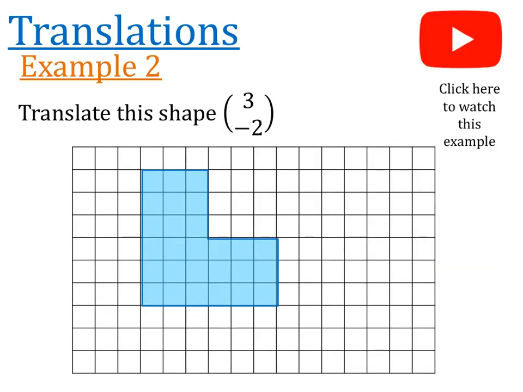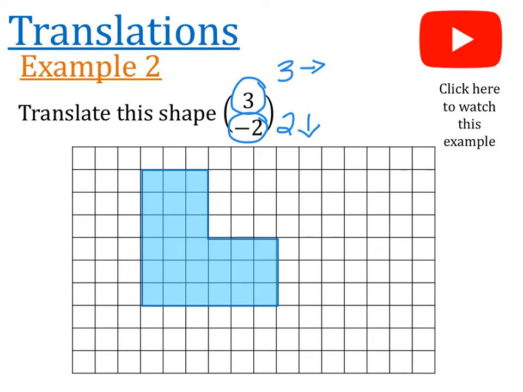Okay, so here we've got an actual exam style question. This is how they would ask this to us in a GCSE exam. It says, translate this shape (3, -2). So this 3 right here is a positive, and the top number tells us right or left. So this is going to tell us 3 to the right. The bottom number tells us up or down, and it's a negative 2, so that means it's going to go 2 squares down. So now we have to move every single corner 3 squares to the right and 2 squares down.